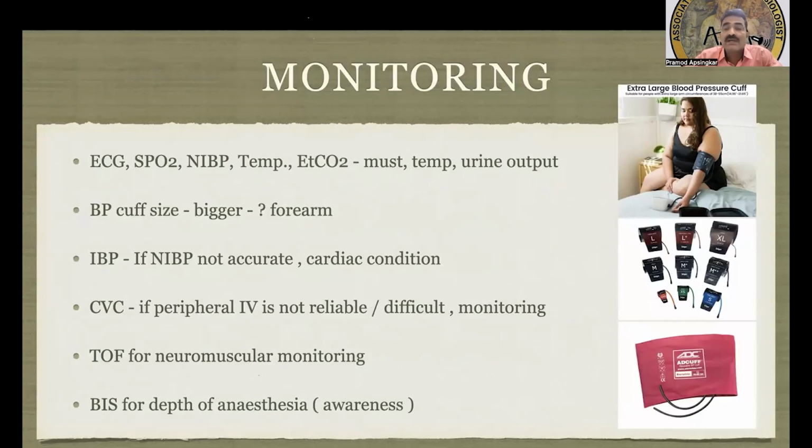ETCO2 is a must, and an adequate size BP cuff should be there to monitor. If that is not possible, use a bigger size cuff. If there is a burn, or a supramajor or major surgery, put in an invasive blood pressure line in the radial or femoral artery for invasive blood pressure monitoring. And if there is a cardiac issue, and you feel the peripheral IV line is not able to be maintained throughout the perioperative period, put in a central line.